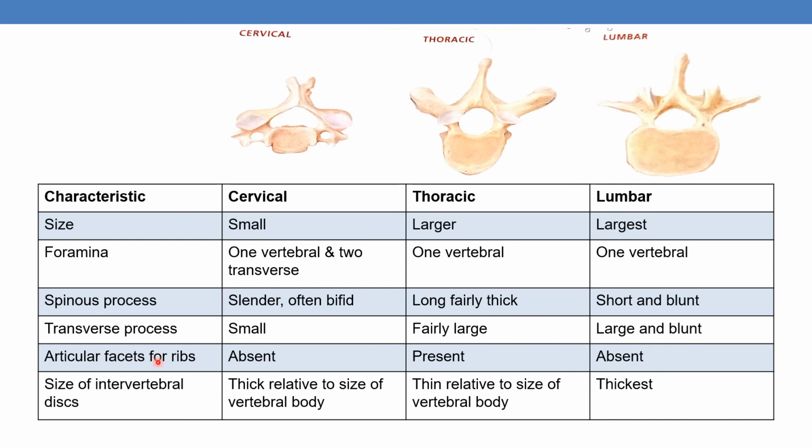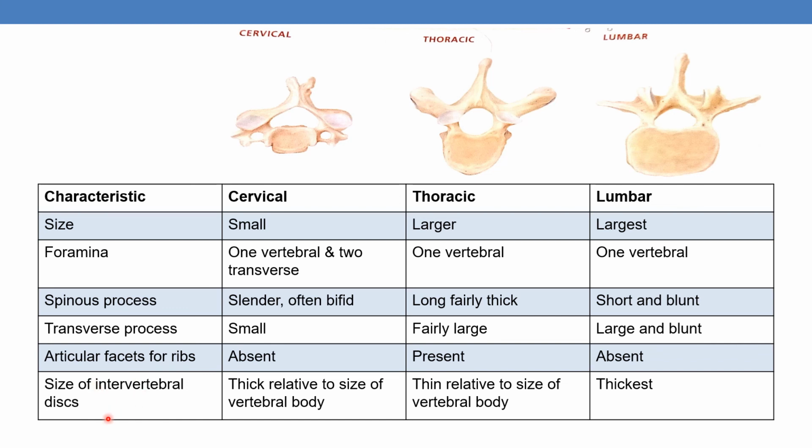Coming to articular facets for ribs. Which vertebrae contain articular facets for ribs? Facets are the points of attachment of ribs. So thoracic vertebrae contain articular facets for ribs, whereas articular facets for ribs are absent in cervical and lumbar vertebrae, because thoracic vertebrae are joined with ribs with the help of articular facets.